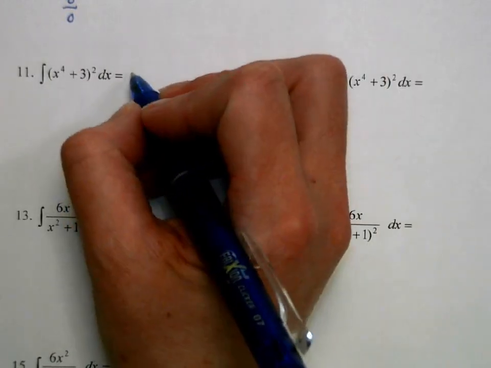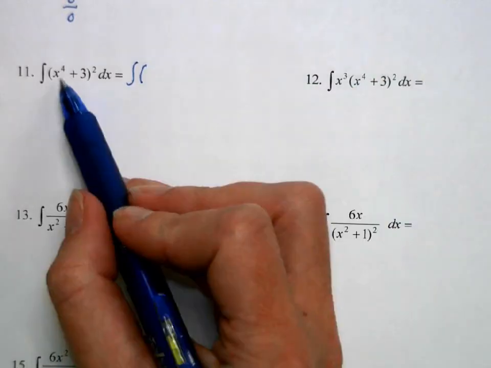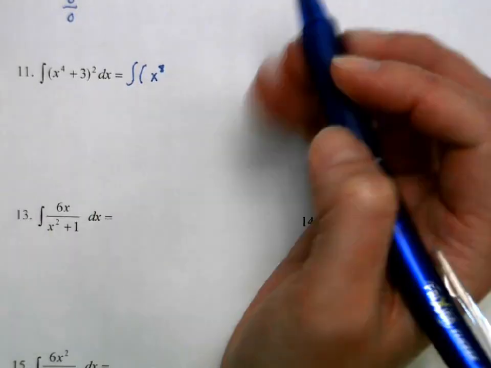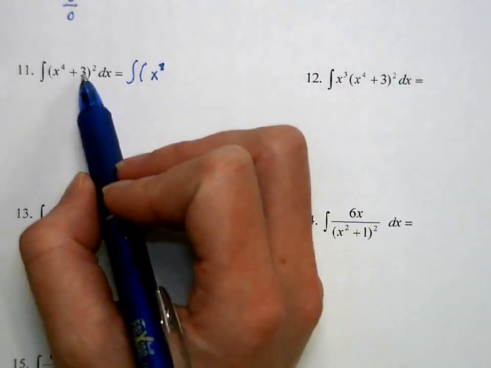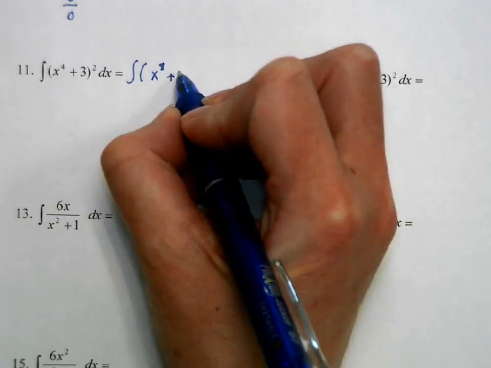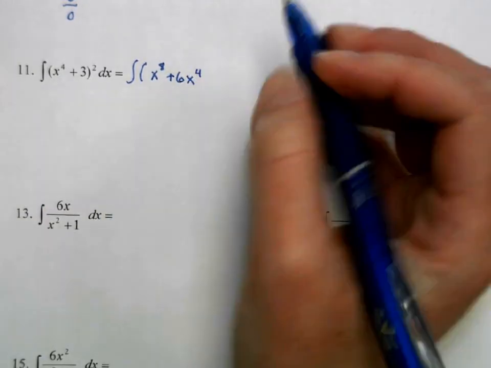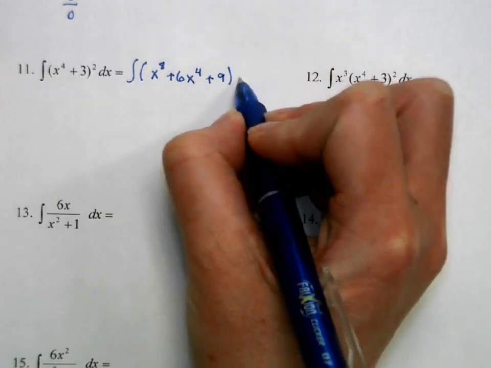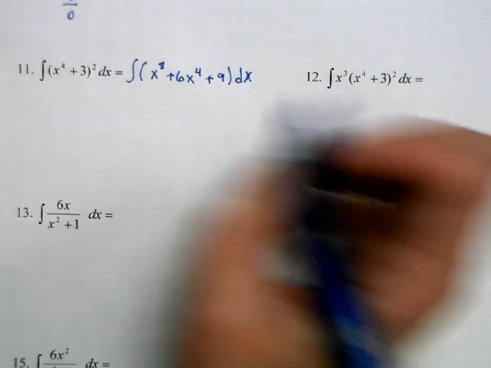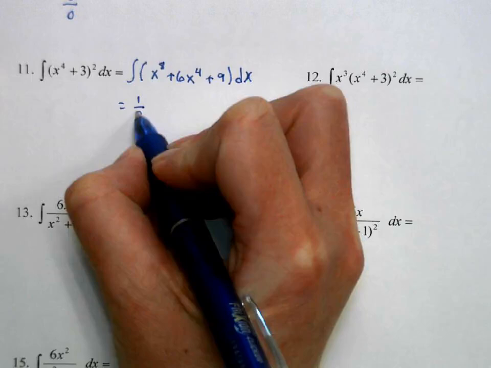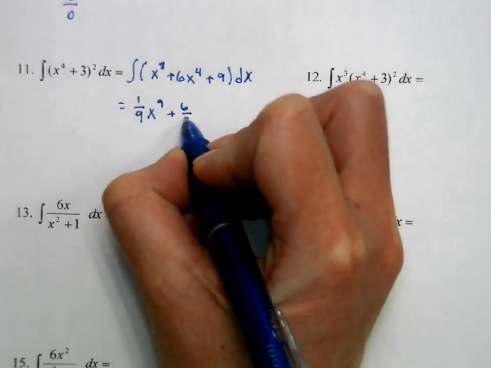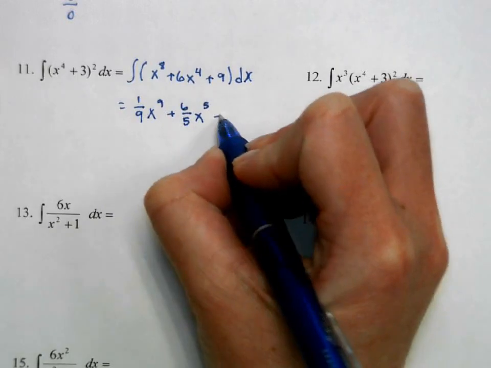Okay, so in my FOIL process, we'd be multiplying x to the 4th times x to the 4th, which is x to the 8th. My two middle terms would be a 3x to the 4th, so I have 6x to the 4th. And if you need to do this in a couple steps, that's fine. And then 3 times 3 is 9. Now I have something I can integrate. So this will be 1/9 x to the 9 plus 6/5 x to the 5th plus 9x plus c.